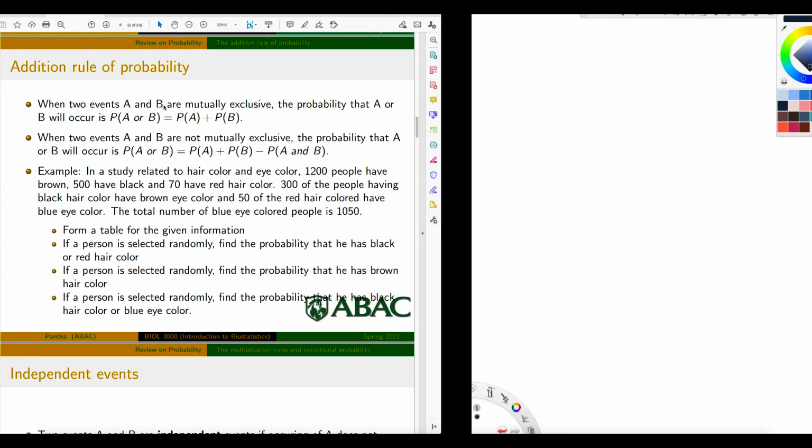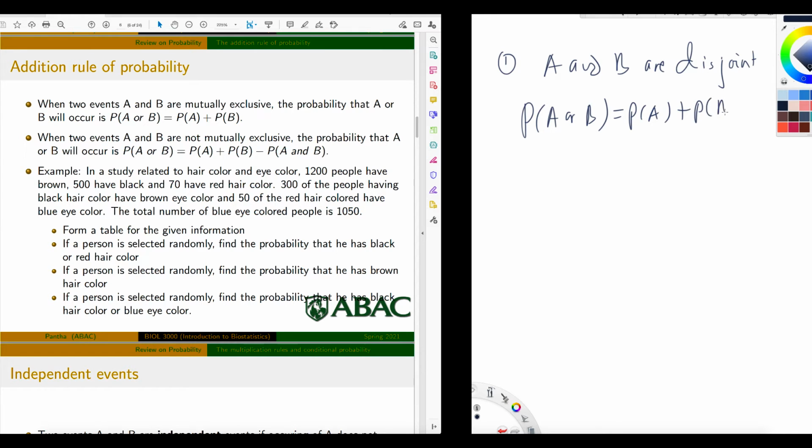When two events A and B are mutually exclusive, also called disjoint, then the probability of A or B is equal to P(A) plus P(B). If the two events do not have anything in common, then the probability of A or B is the same as the sum of their separate probabilities.